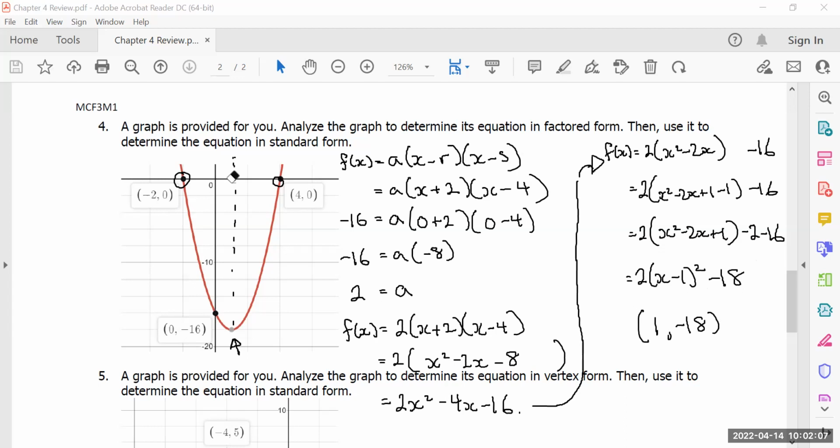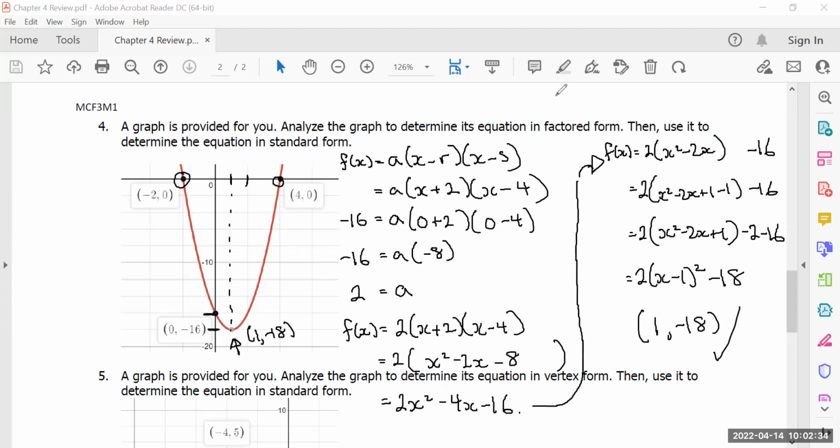Does that look about right to you? I would say so, right? Remember, this is a 4, that's a 2. So I'm guessing this is going to be 1. And this is -16. So I'm going to say -18 makes sense. The vertex, (1, -18), looks good. Here's number 4.